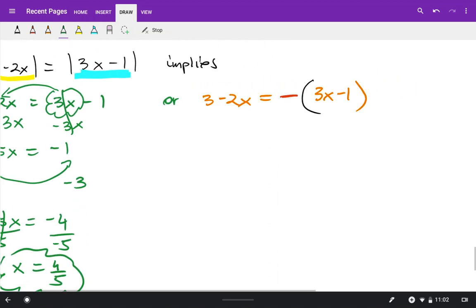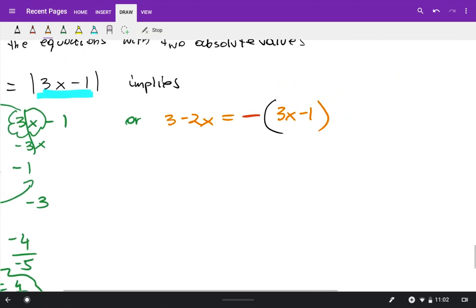Okay. Now I'm going to solve the second equation. So before I start moving things around, I need to distribute. Negative means multiplying by negative 1. So if you see minus in front of the parenthesis, that means you have negative 1 over there. So we have negative 1 times 3x, which will give you negative 3x. Negative 1 times negative 1, that will give you positive 1.